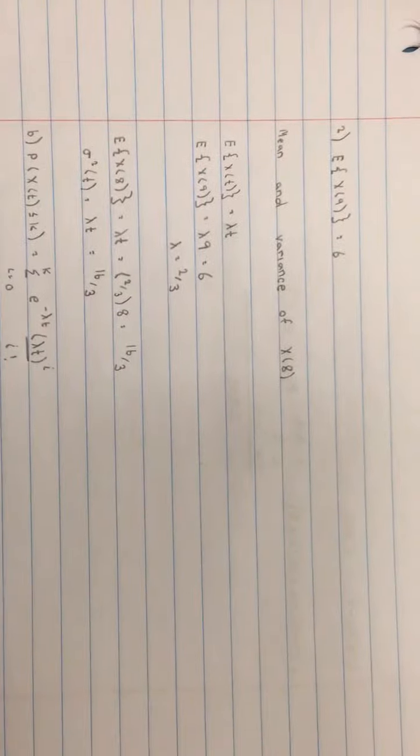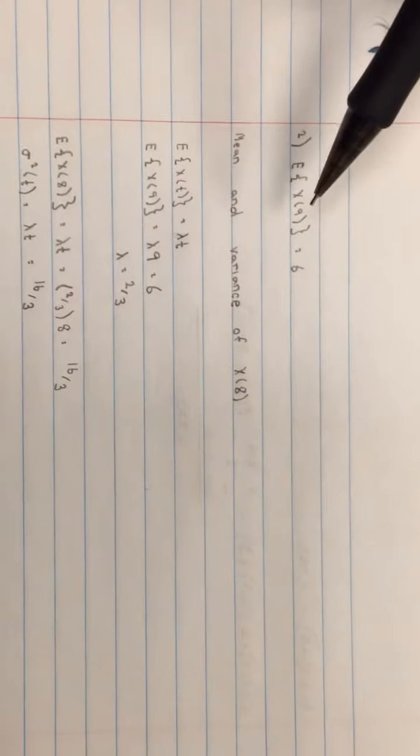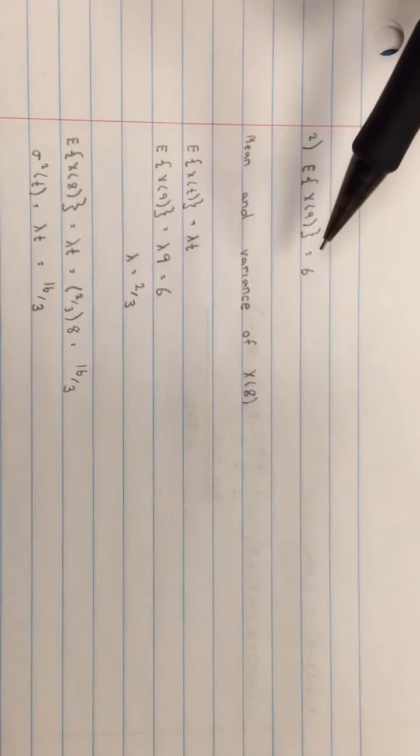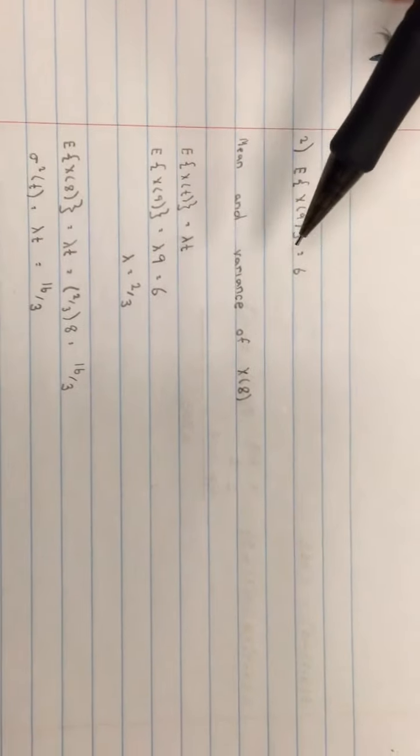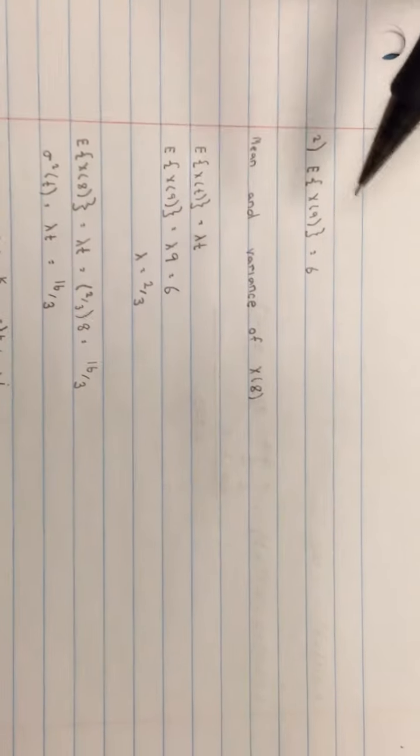Okay, so this is homework 10, problem 2. We are given that X(t) is a Poisson process, and we're also given that the expected value of X(t), where t is equal to 9, is equal to 6. We're asked to find the mean and variance of X(8), given this bit of information.